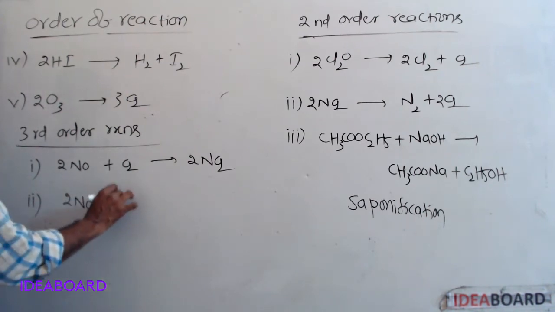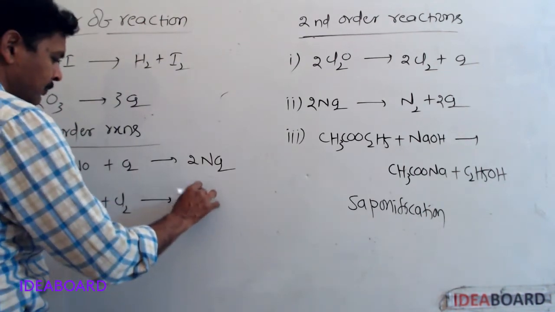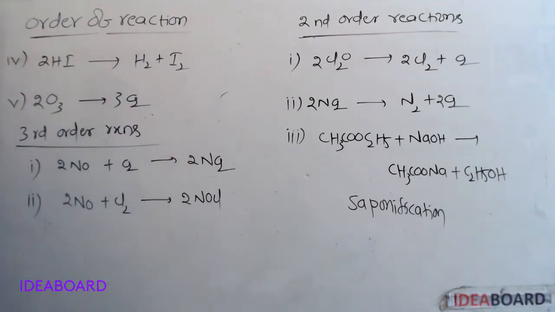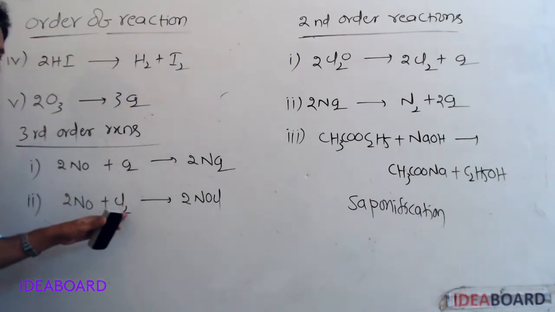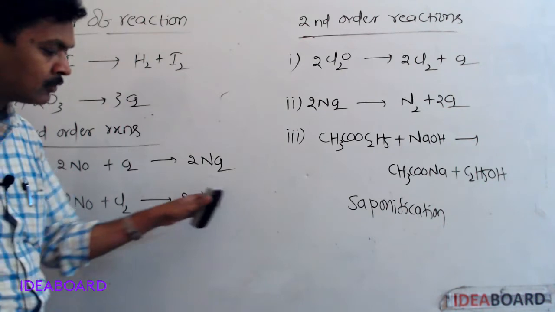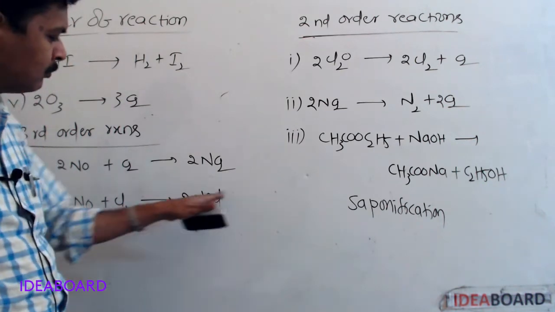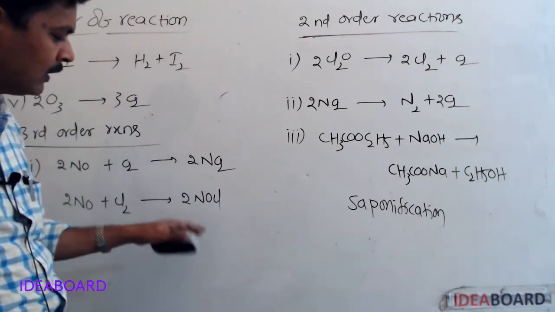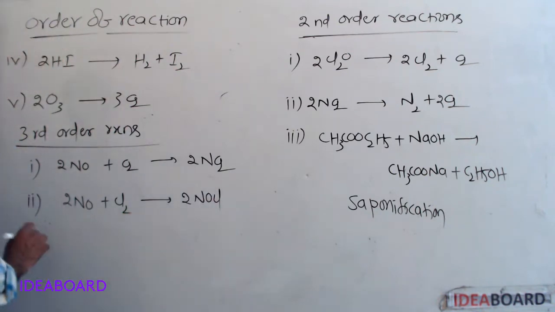2NO plus Cl2 gives rise to 2NOCl. Nitric oxide plus chlorine gives rise to nitrosyl chloride. NOCl is called nitrosyl chloride.